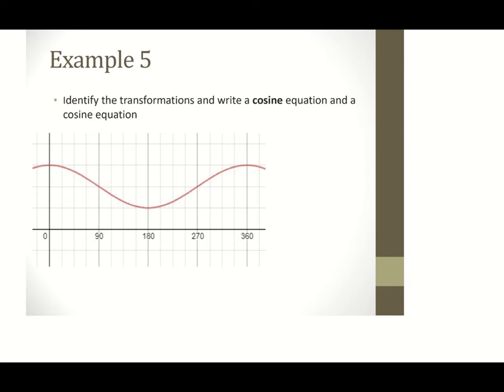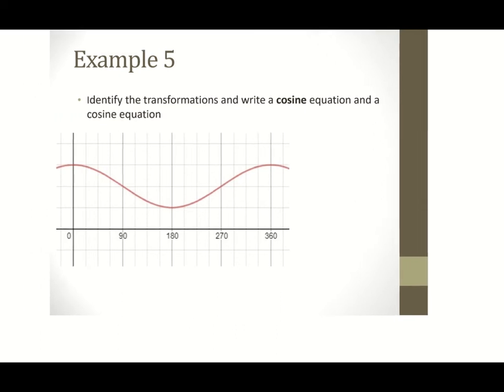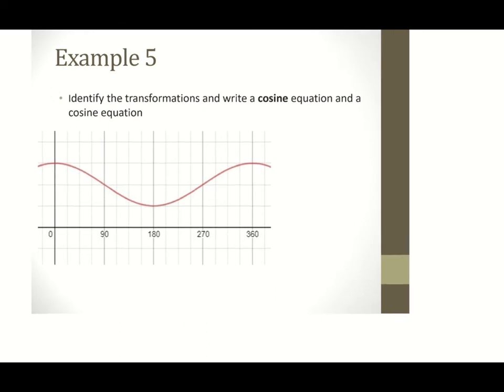Here we got example number 5. It says identify the transformations and write a cosine equation. So just a cosine equation. All right, so first thing, identify our midline, where this graph is cut in half. If I do that, my midline is going to be right here because I have 1 below, 1 above. So if I have 1 below, 1 above, I have no amplitude.